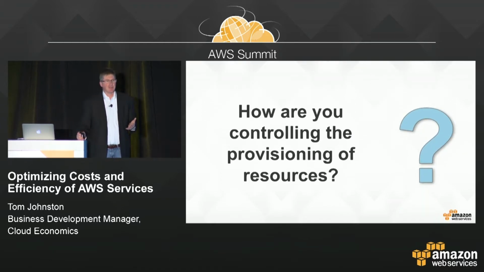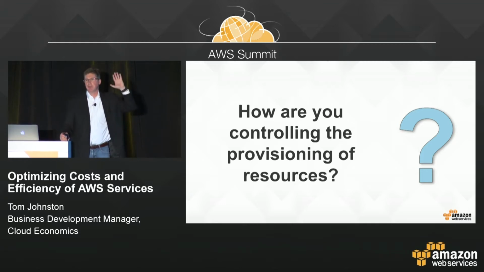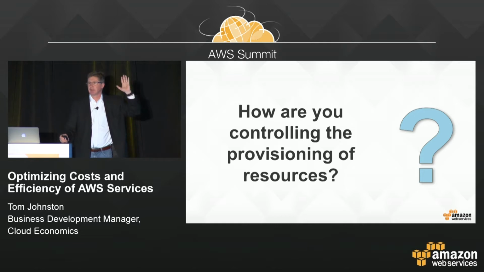The first question is, how are you controlling the provisioning of resources? So show of hands, how many people use identity access management to control who can turn an instance on? Raise them high. Okay, look around. If your hand is not up, look at the guys whose hands are up or the ladies whose hands are up. Go talk to them after the session.